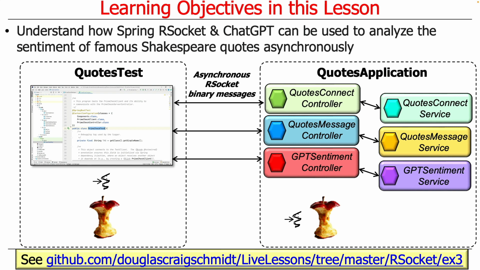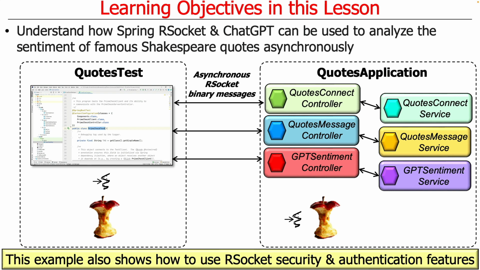And we use this database to get random quotes from William Shakespeare, and then we send them over to the server, back to the responder, and that talks to ChatGPT and gets sentiment analysis of said quotes. So this is super fun and really interesting, and you can get it here at my GitHub repository.